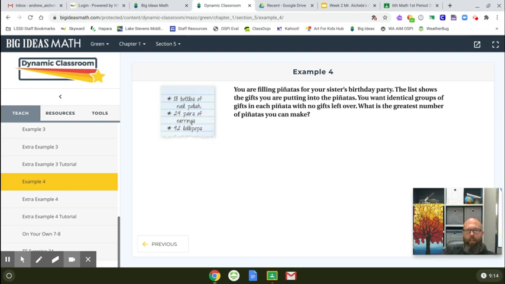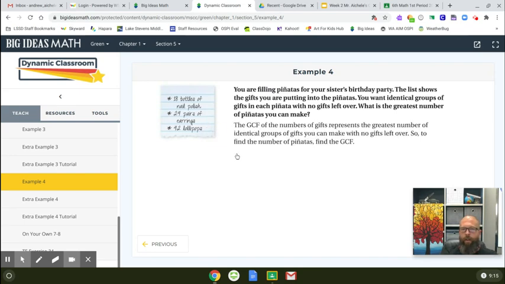Now we are doing example 4 on 1.5. This is a long story problem, but you know what? It's just a fancy way of asking you what's the greatest common factor of these three numbers. It says you're filling pinatas for your sister's birthday party. The list shows the gifts you are putting into the pinatas. You want identical groups of gifts in each pinata with no gifts left over. What is the greatest number of pinatas you can make? So really, we're just looking for the GCF, the greatest common factor of these three numbers.